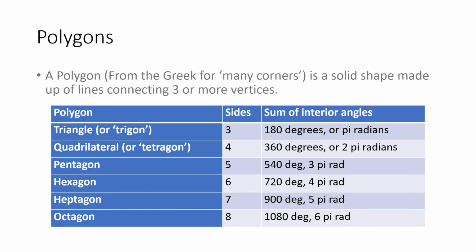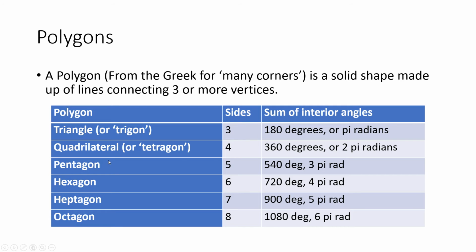Right, moving on, looking at polygons now. So polygon comes from the Greek meaning many corners. It's a solid shape made up of lines connecting 3 or more vertices. So if you've got 3 vertices, we call that a triangle, or trigon if you want to be fancy about it. And inside a triangle, the 3 angles must add up to 180 degrees, or pi in radians. You can have a quadrilateral, also called a tetragon. That's 4 sides. That's squares, rectangles, parallelograms, etc. And the interior angles add up to 360 degrees.